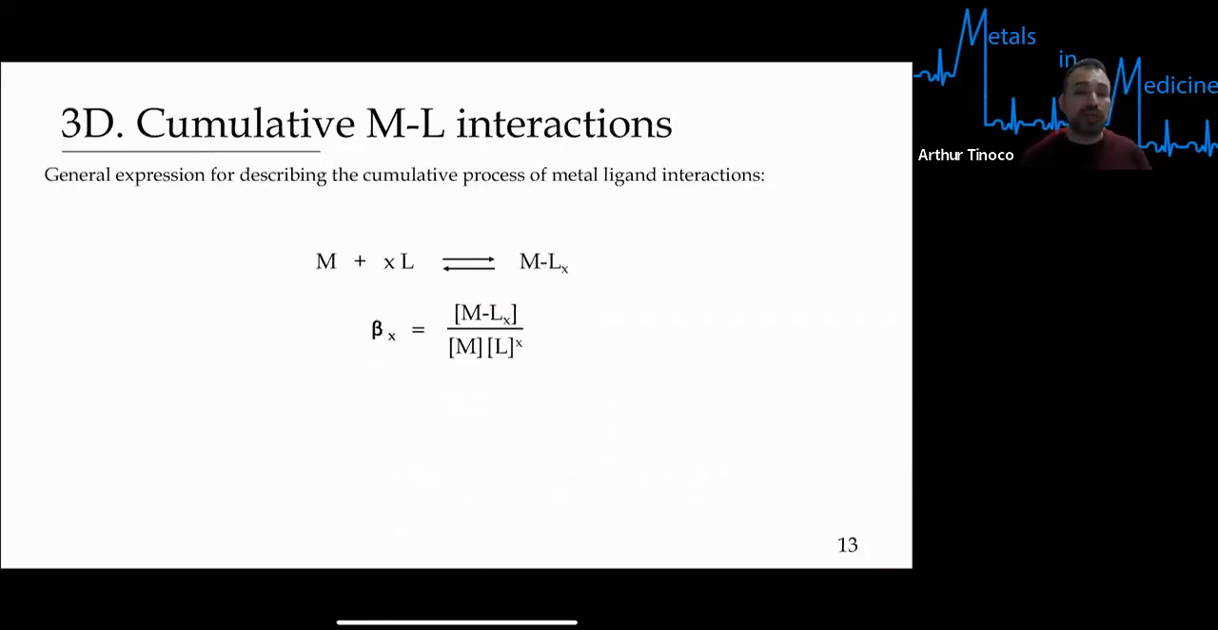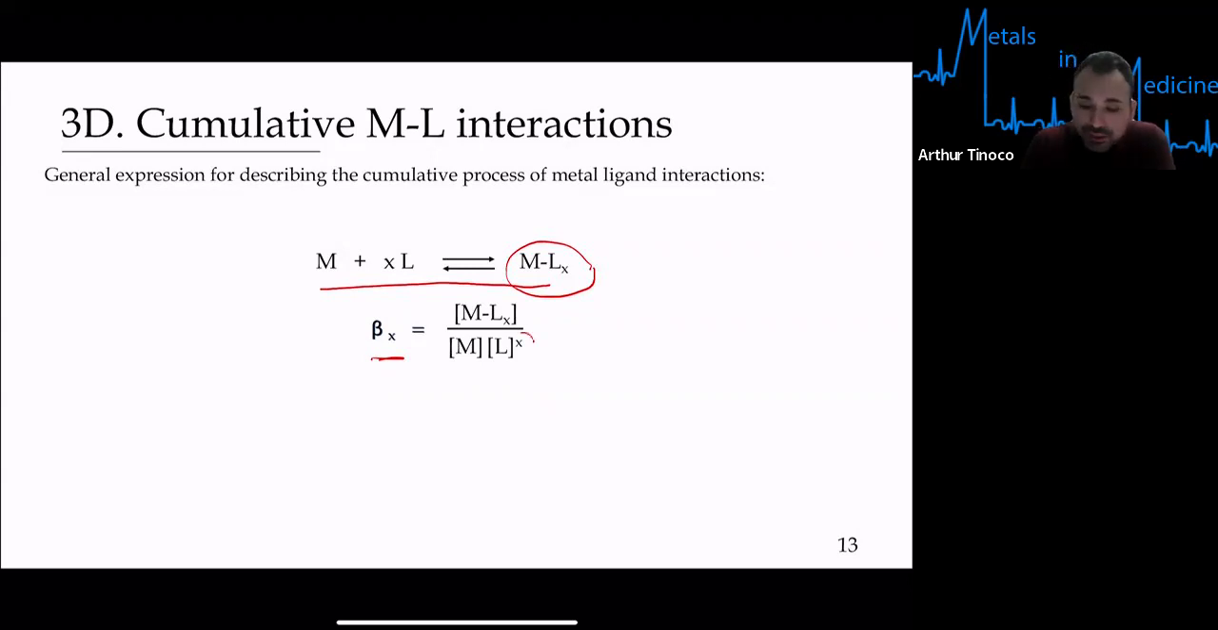So there's actually a general way that we can represent the cumulative process of metal ligand interaction. Here, what I'm showing you is this general way that we represent this, where we have a metal interacting with an X number of ligands, leading to the formation of this overall complex M coordinated to an X number of ligands. And so we use this beta expression, beta X, which will equal the final compound that's made divided by the concentration of the metal times the concentration of ligand raised to the X power. Okay, so that's our general way of representing cumulatively the metal ligand interactions.